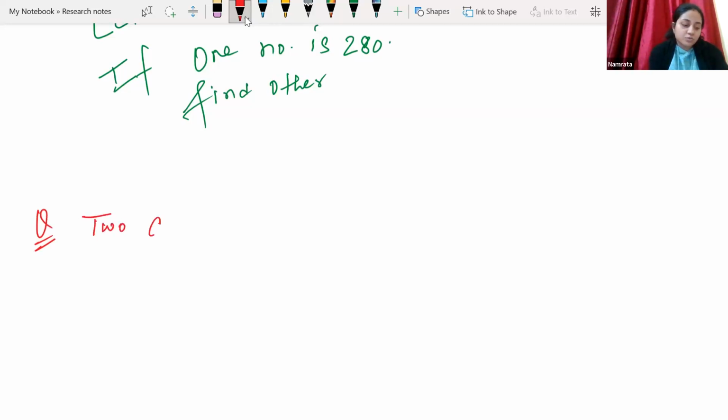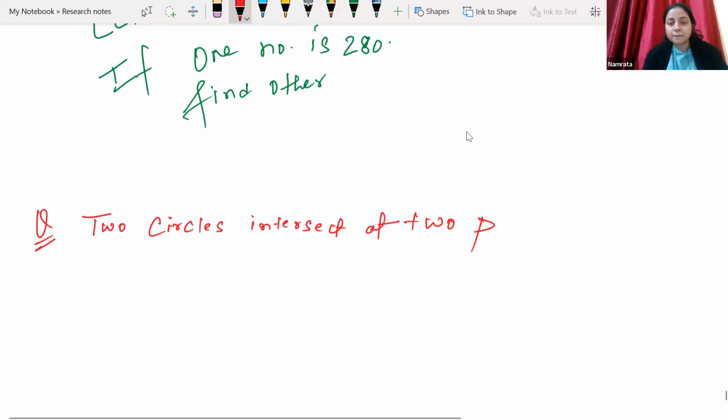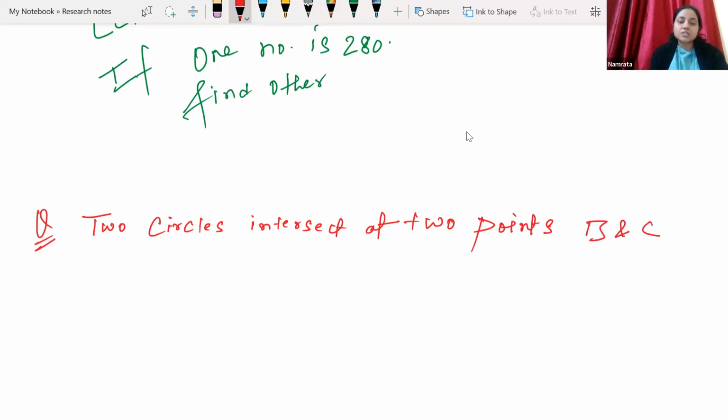that is, two circles intersect at 2 points. Can you see my screen? Okay. So two circles are there which intersect at 2 points B and C.